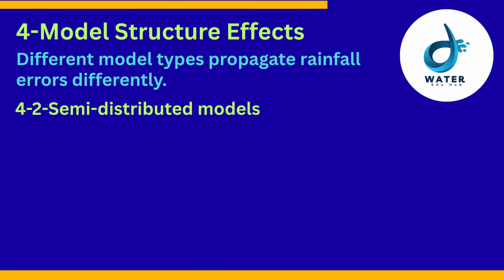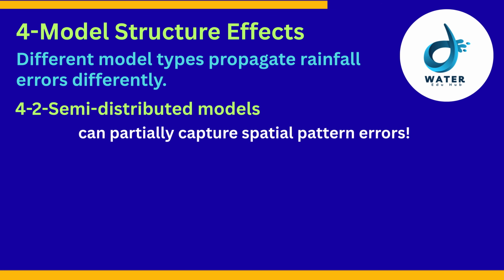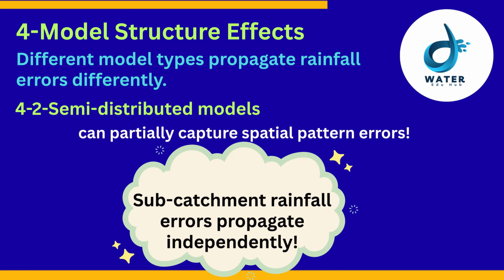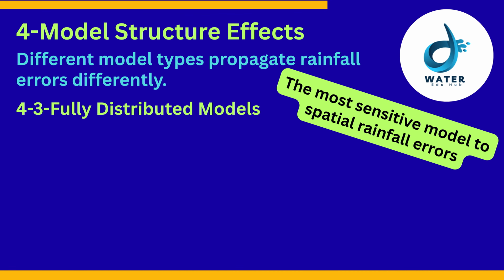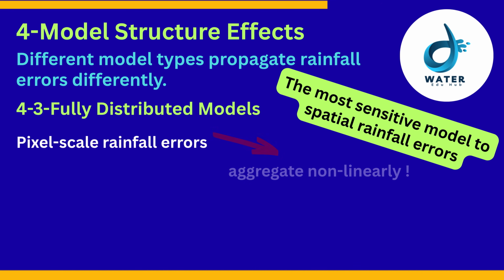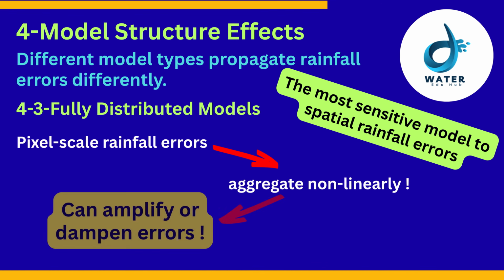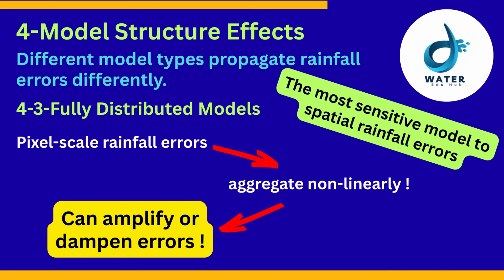Semi-distributed models, on the other hand, can partially capture spatial pattern errors, but sub-catchment rainfall errors propagate independently. Fully distributed models are the most sensitive ones to spatial rainfall errors. Pixel scale rainfall errors aggregate nonlinearly and can amplify or dampen errors depending on catchment organization.